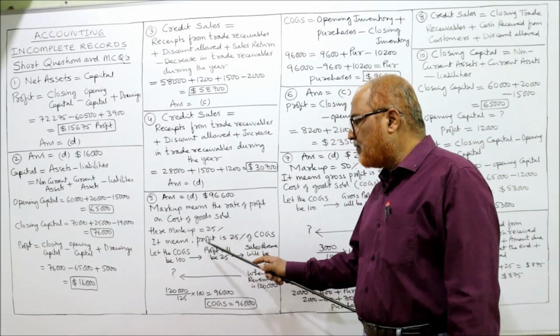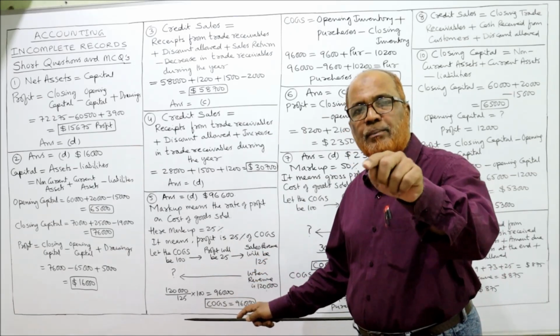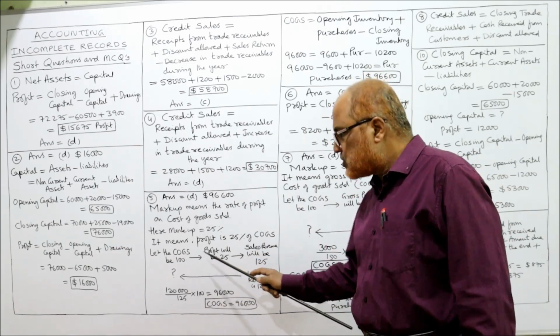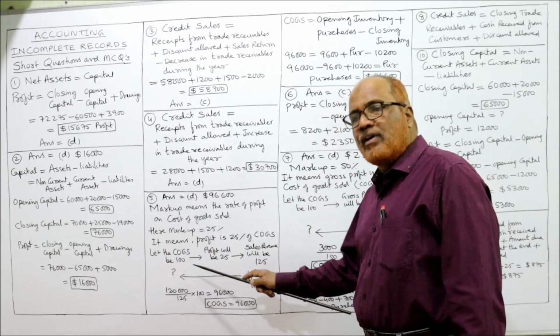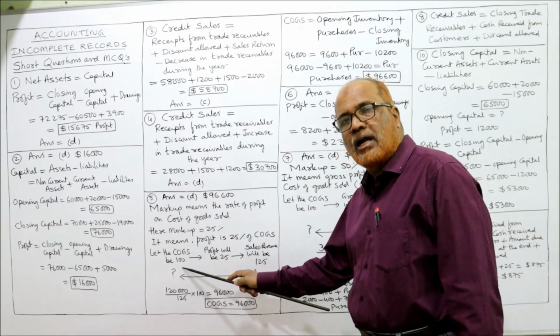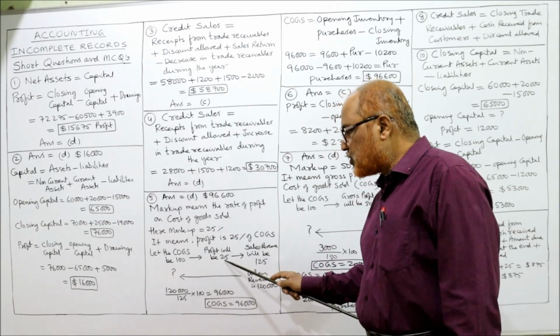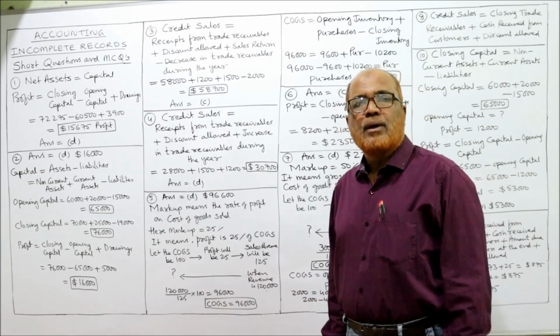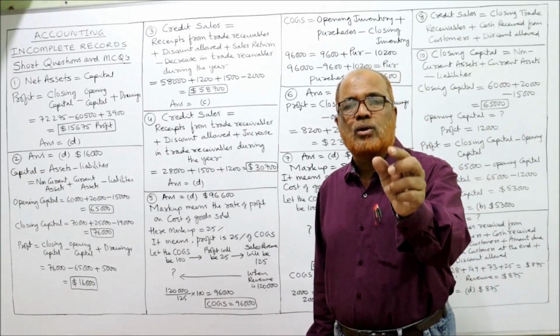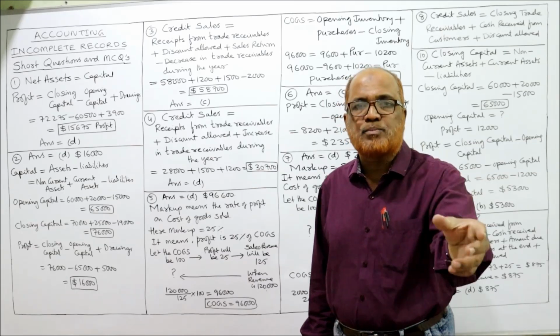Now markup is 25%, so 25% of 100 is 25. So we got profit as 25. When we suppose cost of goods sold 100 and profit 25, sales revenue will be 125, because sales is equal to cost of goods sold plus profit.